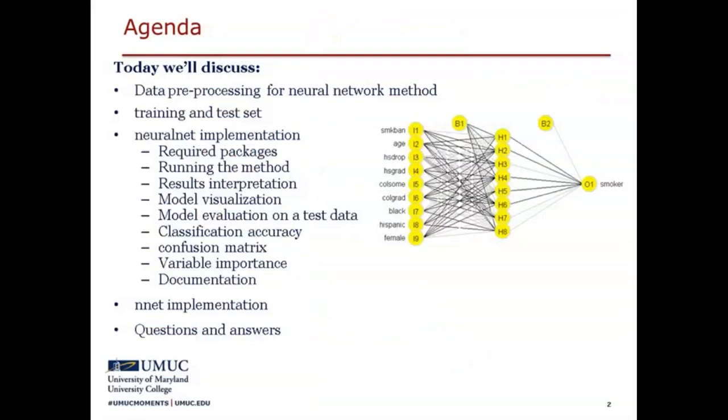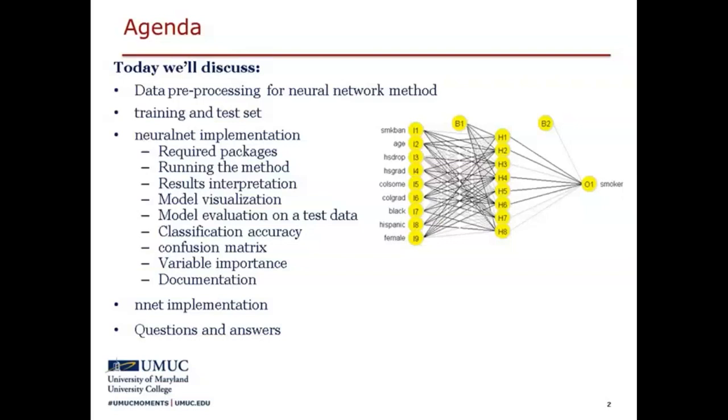We're going to talk about splitting data into training and test set, and I'll show you two implementations of neural network, the neuralnet and also nnet. And for each implementation, we'll discuss the packages that you need, how to run the method, and we're gonna look at the method results. We're gonna look at network visualization, and I'll show you a little bit more than in your exercise Word document. We're gonna discuss the variable importance, and we're gonna have questions and answers, right? I'm gonna answer any questions you may have.